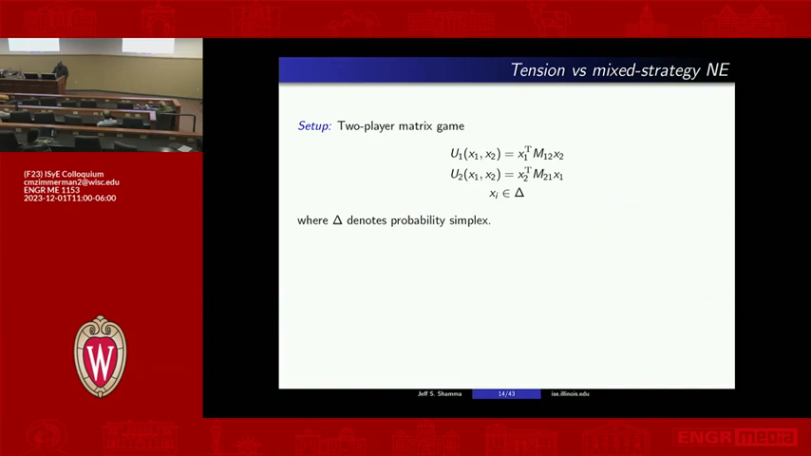So now there's something called mixed strategy Nash equilibrium, and it turns out that uncoupled learning and mixed strategy Nash equilibrium don't get along. So we're going to look at matrix games, and this is the structural form of a matrix game. It's a bilinear form where each player's choice set is the simplex, positive numbers that add up to one. So this is what the utility functions look like.